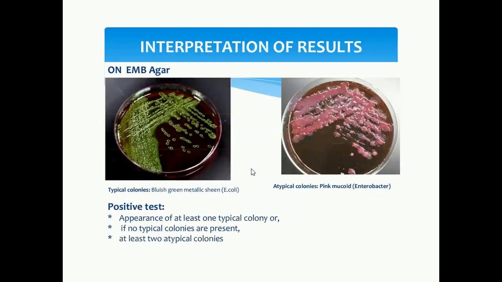Now we are observing 2 different types of microbial colonies. The left side is on EMB agar. We are observing a bluish green metallic sheen, which is nothing but E. coli. Next one is pink mucoid colonies. We are observing Enterobacter. A positive test is the appearance of at least one typical colony, or if no typical colonies are present, at least 2 atypical colonies.